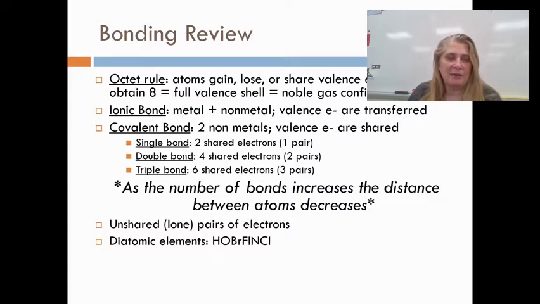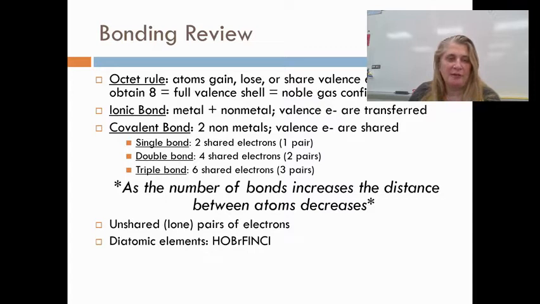Ionic bonds are a metal and a nonmetal added together. The valence electrons are transferred, and then crystal lattices are created that are attracted to each other by the electrostatic attraction between the positive cation and the negative anion. A covalent bond is when two nonmetals are together, and that's what we're going to draw the Lewis structures of as these covalent bonds. So in two nonmetals bonding together, valence electrons are shared.